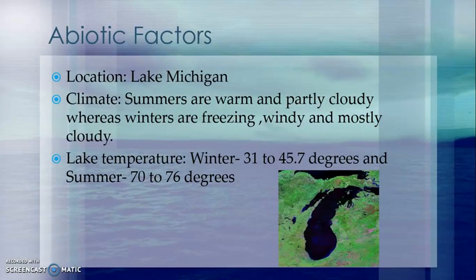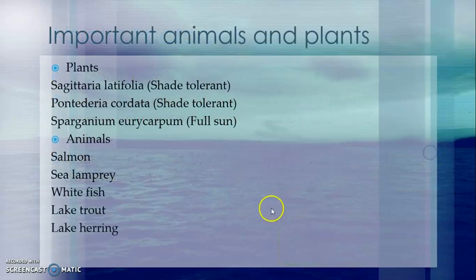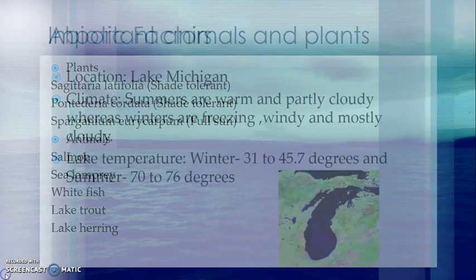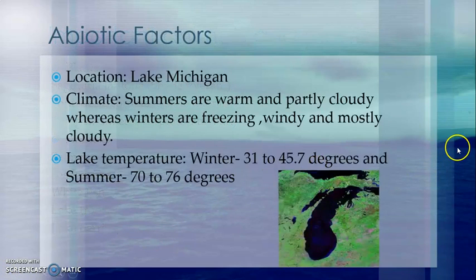So the lake I chose was Lake Michigan, and the climate there, the summers are warm and partly cloudy, whereas winters are freezing, windy, and mostly cloudy. Lake temperatures during the winter are 31 to 45.7 degrees, and during the summer, 70 to 76 degrees. And here's a picture of Lake Michigan.